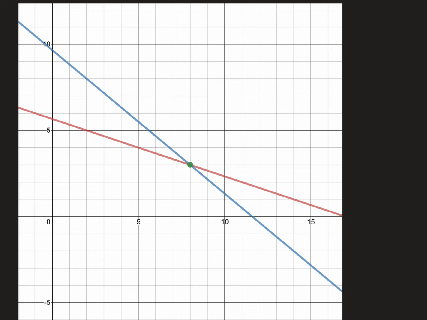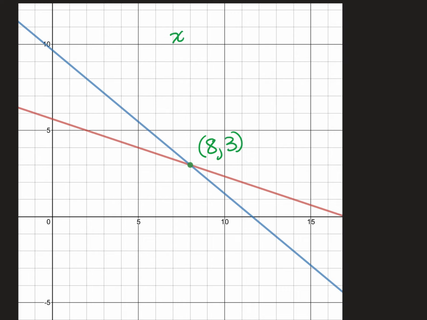All right, so your two equations, when you graph them, should look like this. The question that you're asked to do is to figure out the intersection point, which we can find pretty easily here by looking at our graph. Looks like that's going to be the point (8, 3). Now we just have to remember what that means.